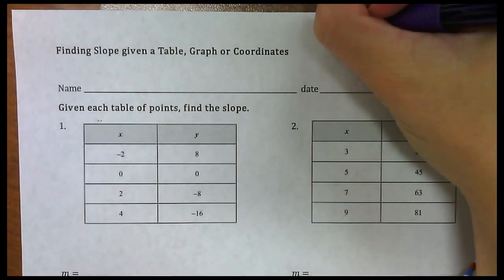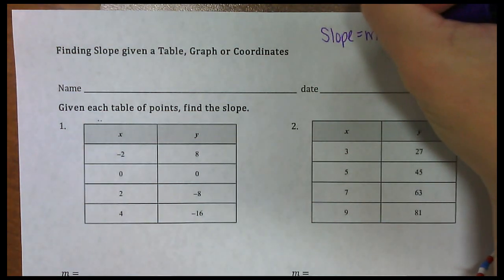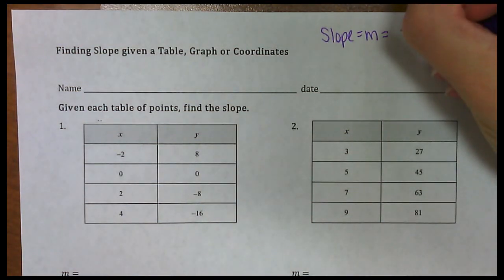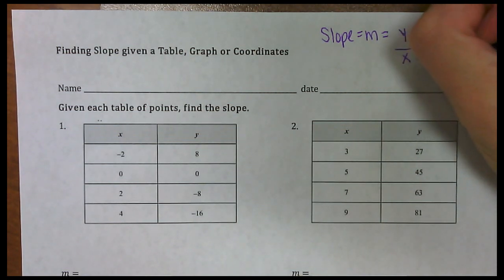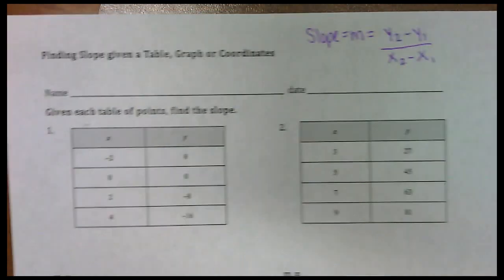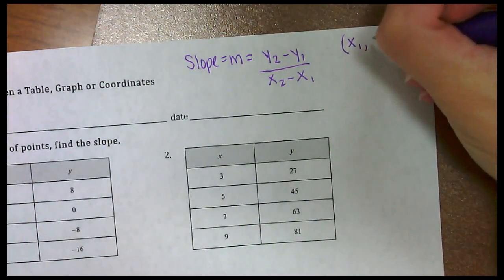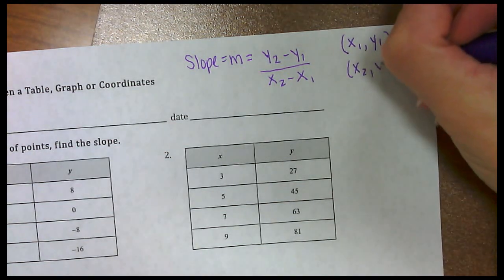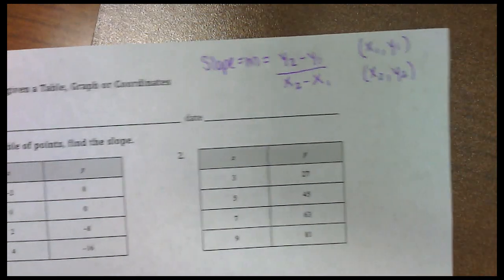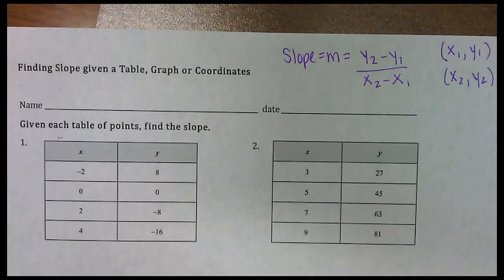All right, this lesson we are doing slope. The letter that we use for slope is m. The formula that we use for slope is y2 minus y1 divided by x2 minus x1. These values come from the coordinates of 2 points. You might have these coordinates on a graph or in a table or just given to you.